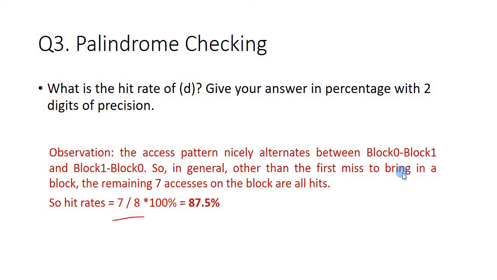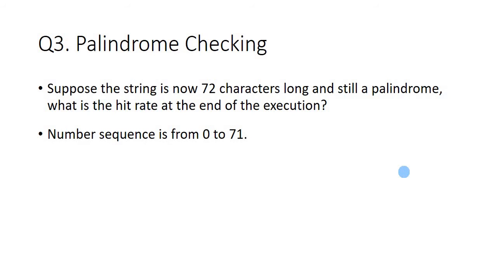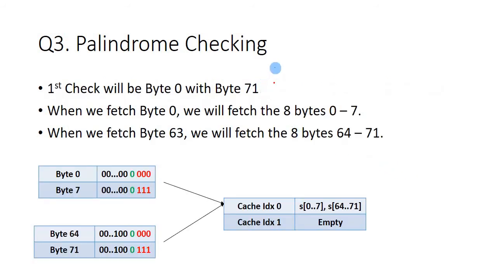Now in the next part, we are told that the string is now 72 characters long and it's still a palindrome. So if it's 72 characters long, what are we going to do? If you look at it, again the same thing, except that now I'm starting from 0 and ending at 71.